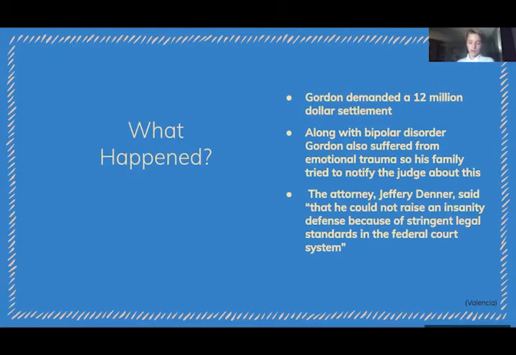So what happened? So he demanded a $12 million settlement, and his family tried to notify the judge that he had bipolar disorder and he suffered from emotional trauma. That emotional trauma being his brother died of a heart attack, another brother died in a car accident, and his sister was murdered, and he was hospitalized for depression. But their attorney Jeffrey Denner said that he cannot raise an insanity defense because of the legal standards in the federal court system.